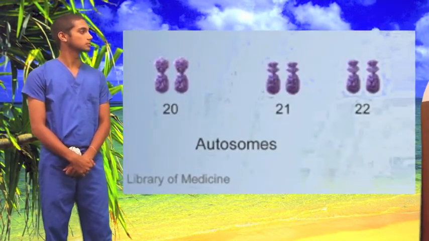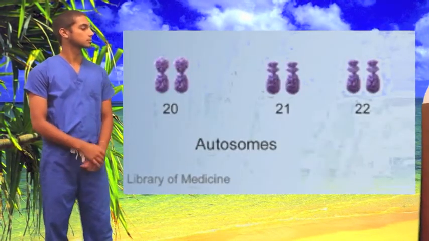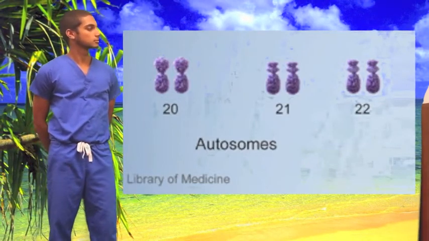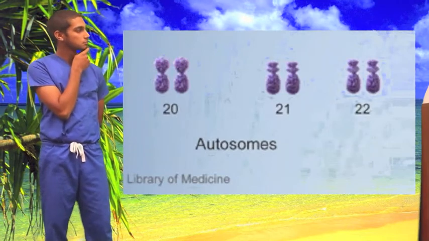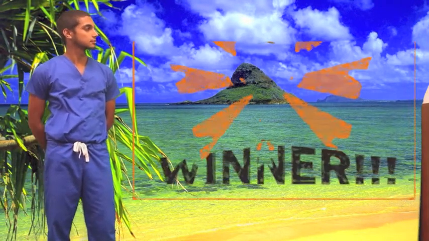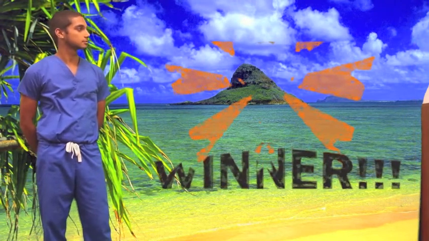There, that's better. Now we can see. But now I want you to take a look at chromosome pair number 21. How many chromosomes are there? Yes, 2. I want you to keep note of this.